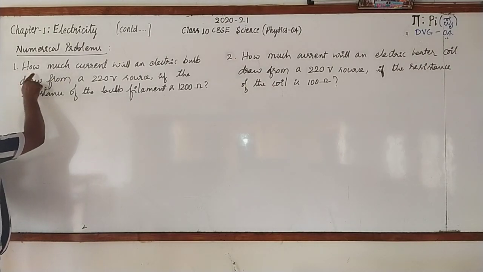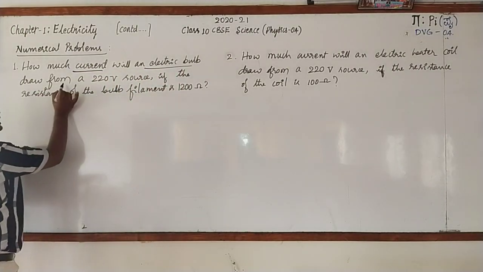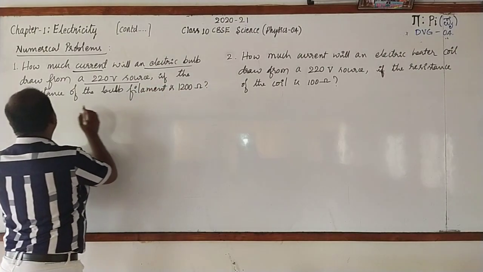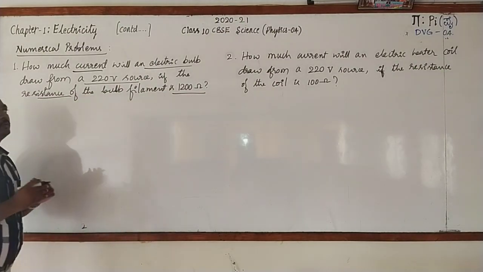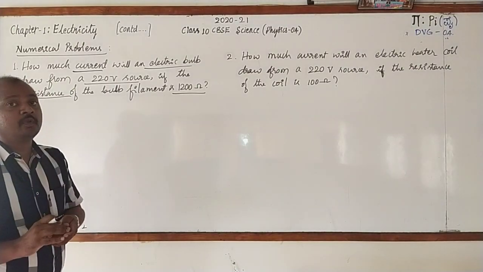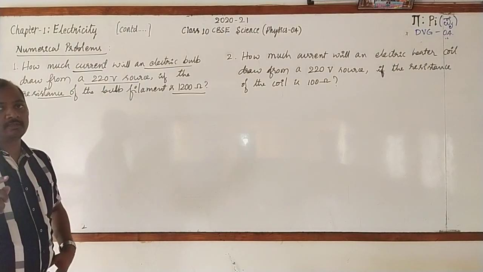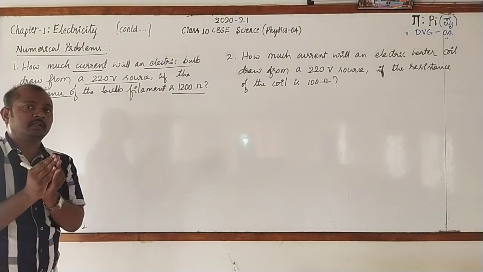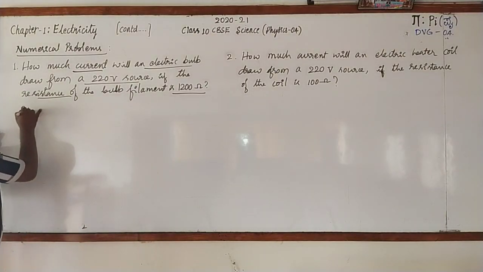Observe. First one is, how much current will an electric bulb draw from a 220 volt source if the resistance of the bulb filament is 1200 ohm. See, I have told you many times, when you are solving any problem in physics, particularly or in general science, observe the given statement, identify the data, then go for considering the units. This is very important. Here I'll write data.